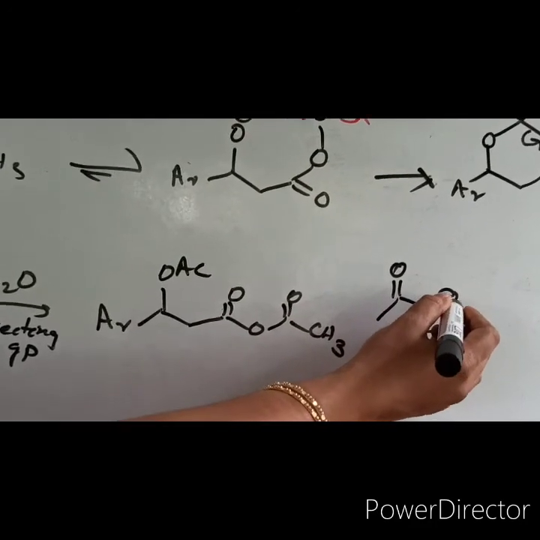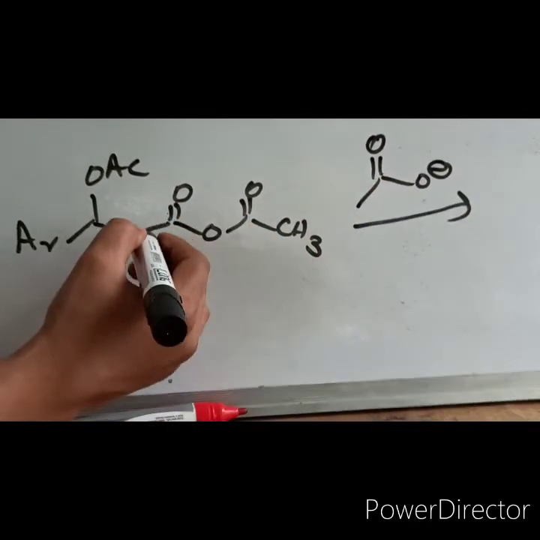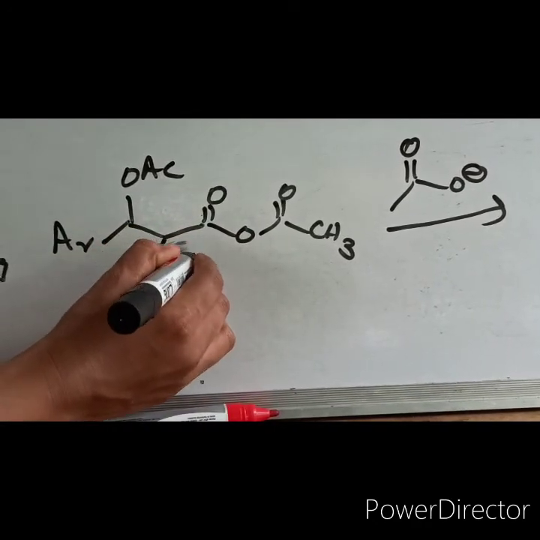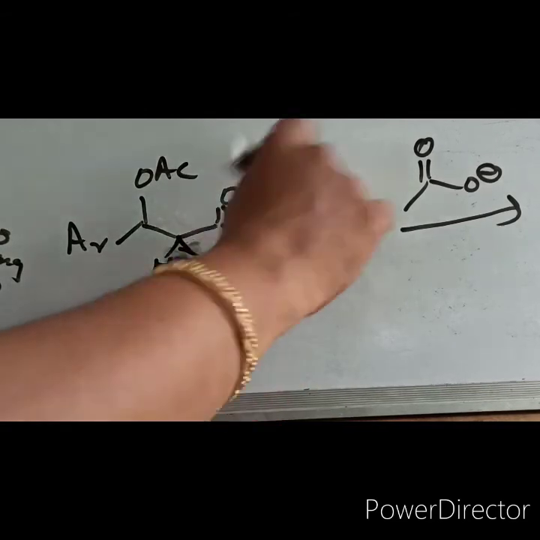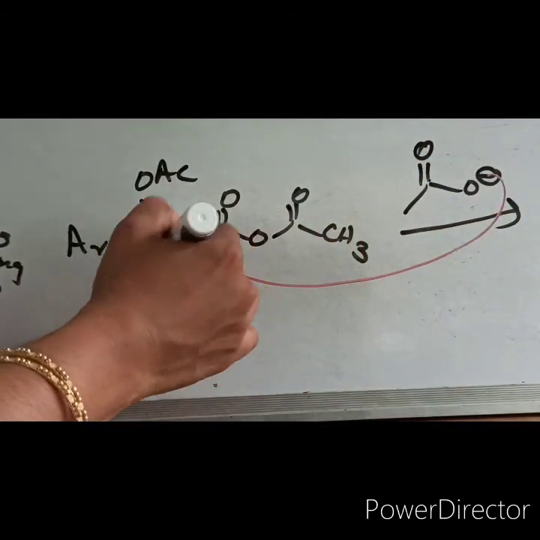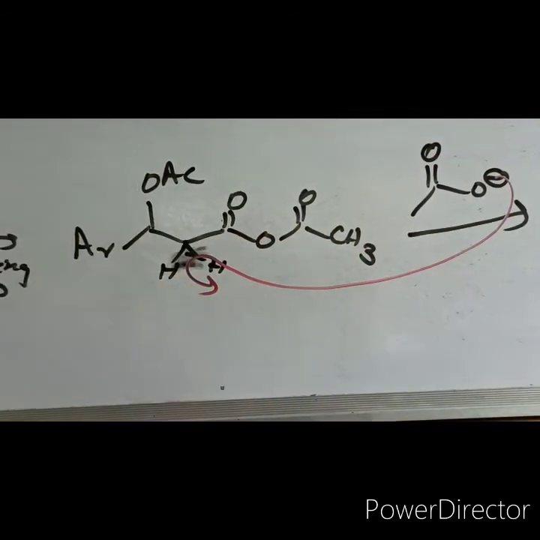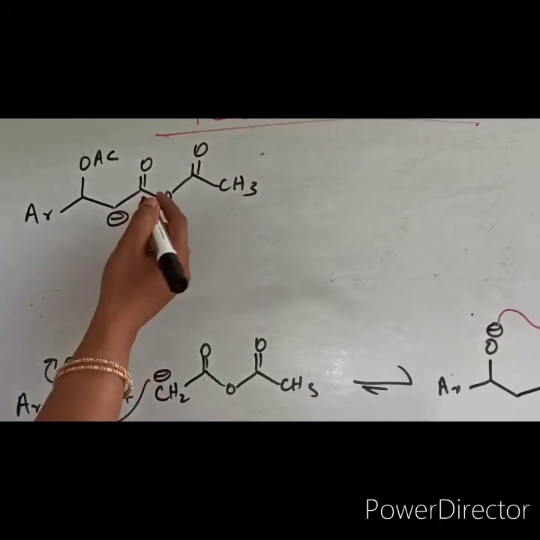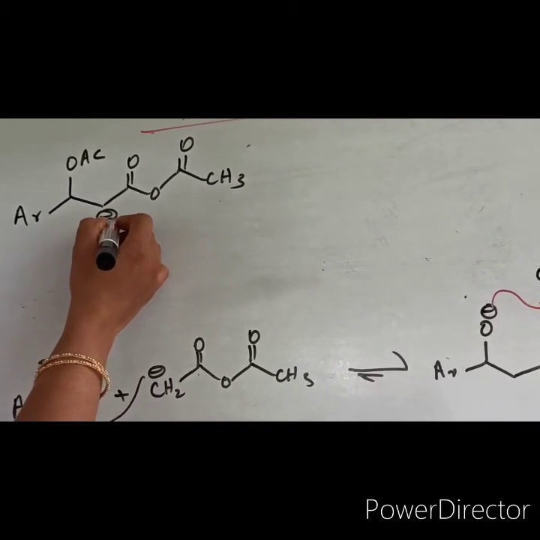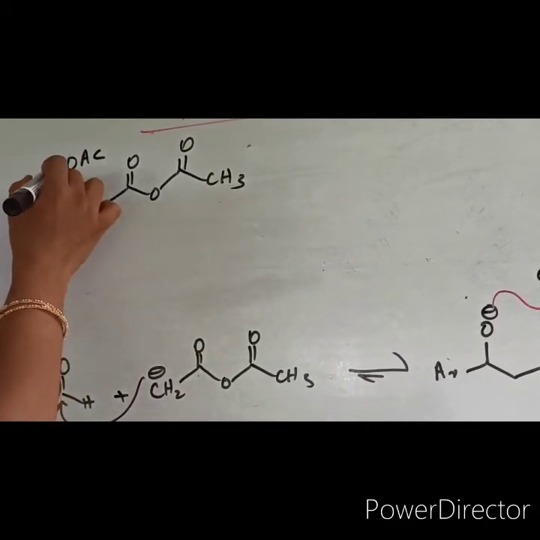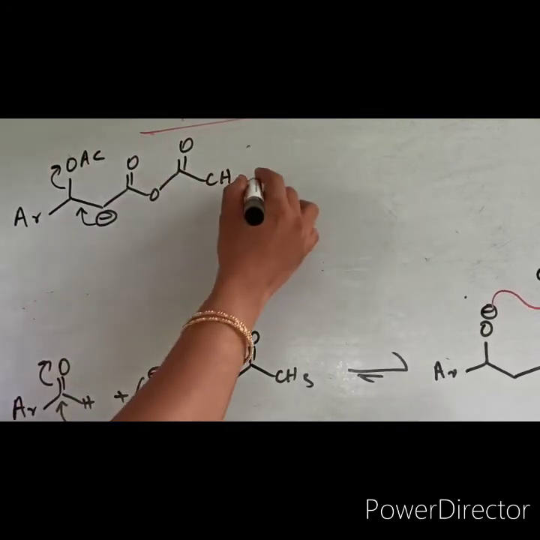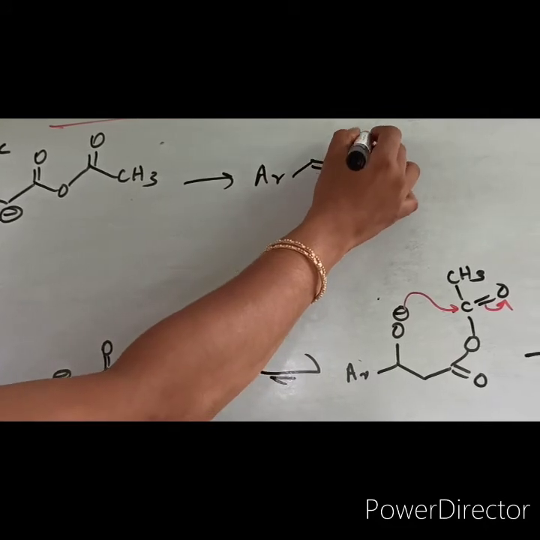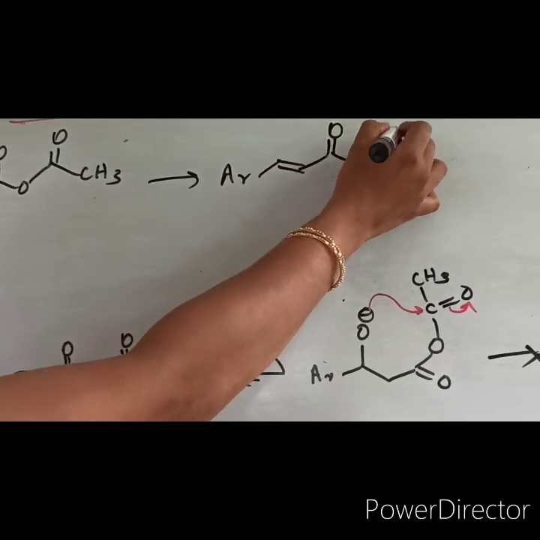So this will be abstracting a proton. Now this is highly acidic in nature, these hydrogens are acidic in nature, so this will be picking up this acidic proton. So let me write. Deprotonation happened, so you will be getting an anion here, and as I said, this is a good leaving group, so this will be going like that. So you will be getting an alpha beta unsaturated compound of this sort.